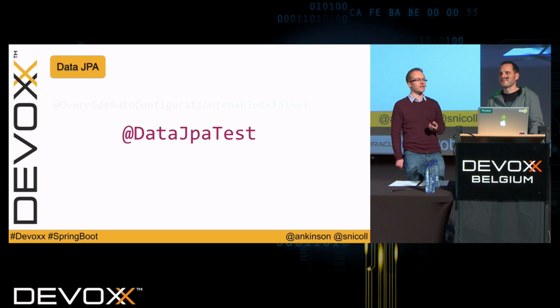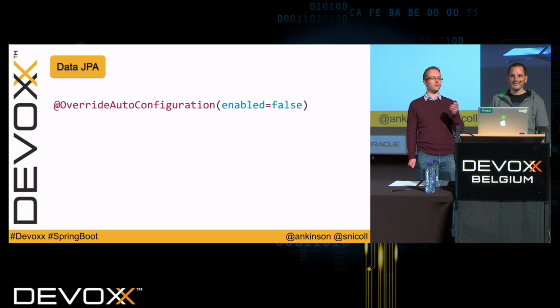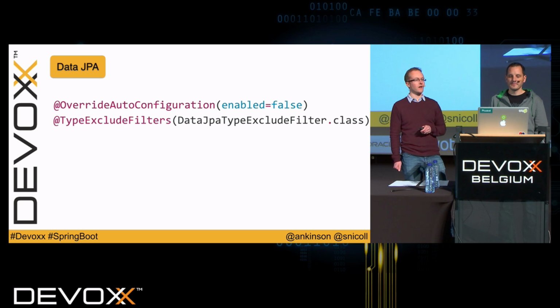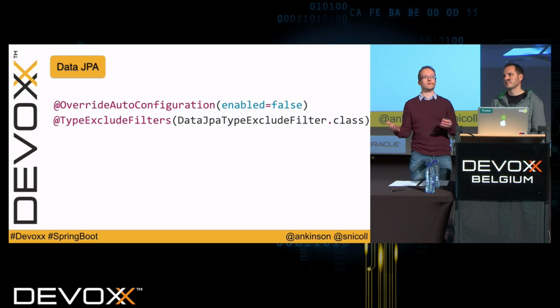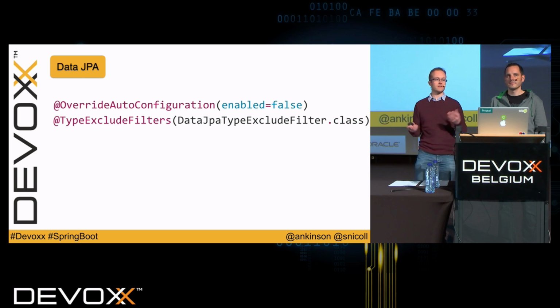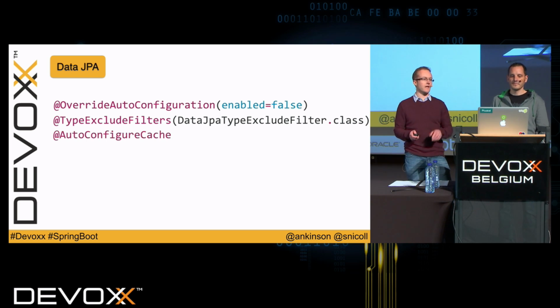So we've got data JPA test. It does a very similar job to web MVC test. It switches off auto-configuration again, and then it has its own type exclusion filter. Very similar to the web MVC one, it does exactly the same job, just for data JPA-related types. So we're going to do entity scanning now. Hibernate's going to get started up. Your database, so say you're using H2 database for your test, that's going to get started up. Whatever you're using, anything data access related is going to be included when everything's scanned.